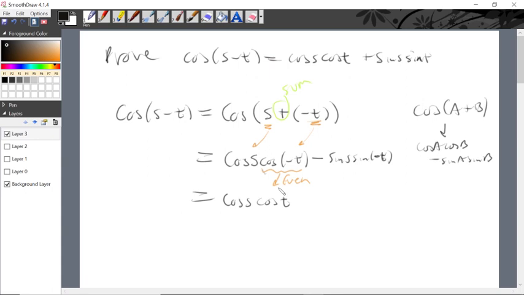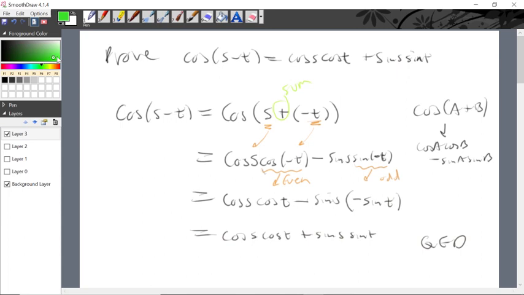And now we're going to use the fact that sine is an odd function. That's the sine of negative t is equal to negative sine of t. So we already had a negative here, and then we have the sine of s, and because sine is odd, the sine of negative t is negative sine of t. Now our negatives will multiply together to give us a positive, so we'll have cosine s cosine t plus sine s sine t, and that would complete the proof right there.